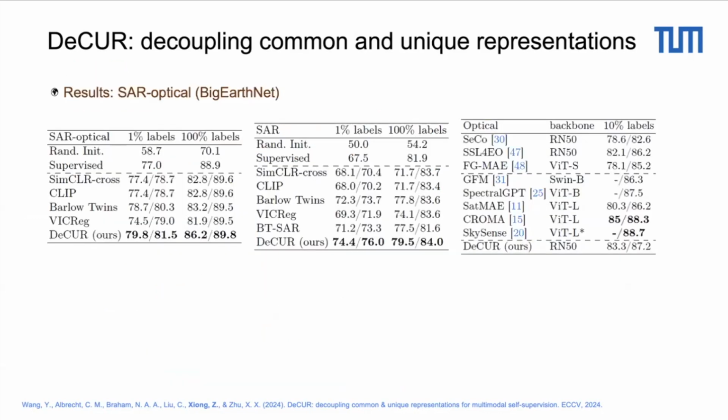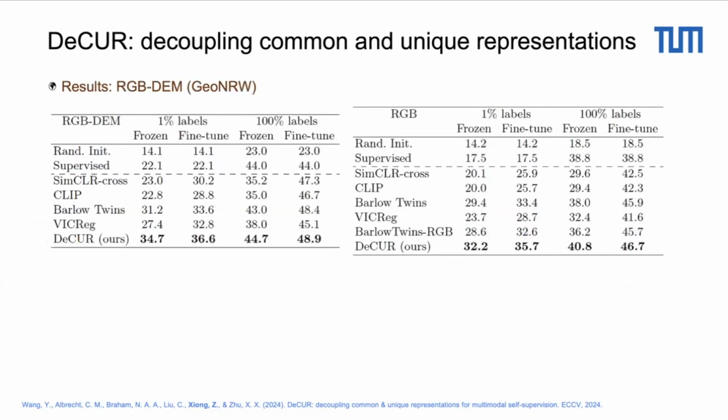And here we provide some detailed results. You can see using our methods, we can train on SAR and optical, these two modalities, and the performance works quite a bit better than existing state-of-the-art methods. And during the inference stage, if we only have one single modality, our methods still perform quite well. And a similar conclusion can be drawn on the RGB DEM data. I would not go into details.